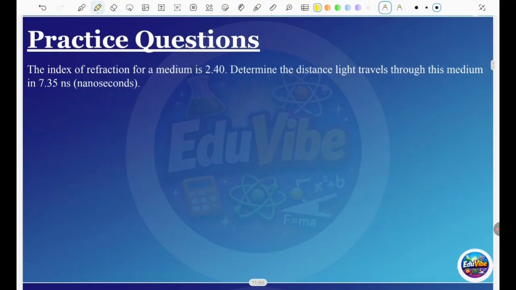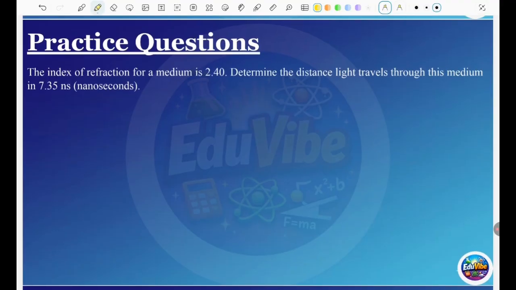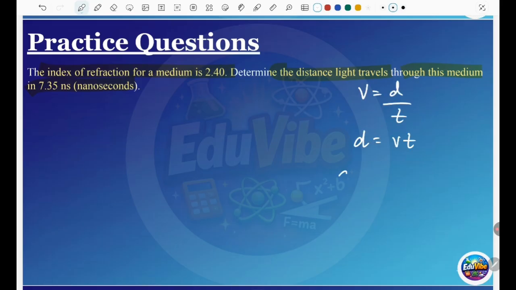Next question is from the refraction part. The index of refraction for a medium is 2.40. So they've given us the n. Find the distance light travels through this medium in 7.35 nanoseconds. So we have to find the distance. So v is equal to d upon t. You have to find the distance, which is v times t.